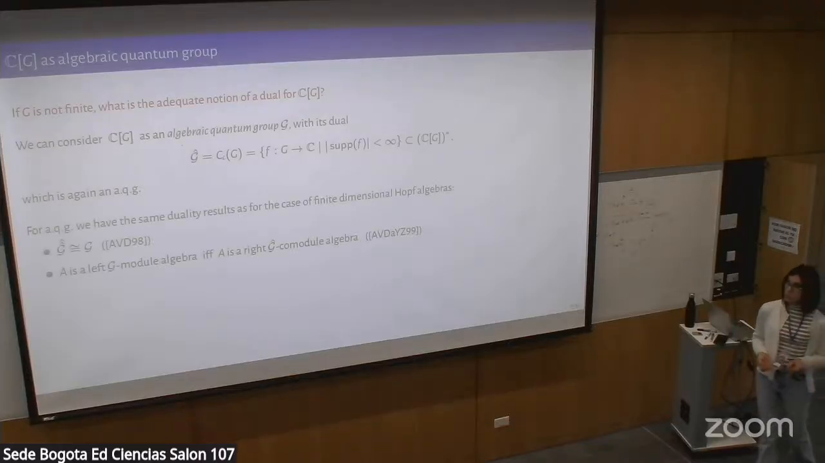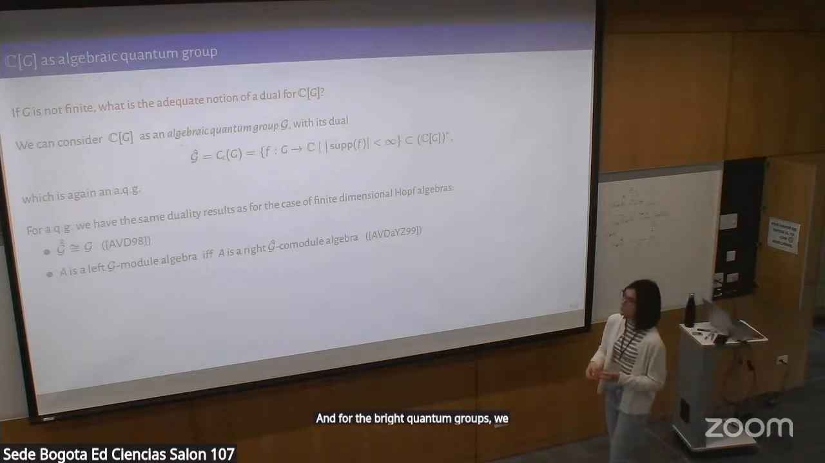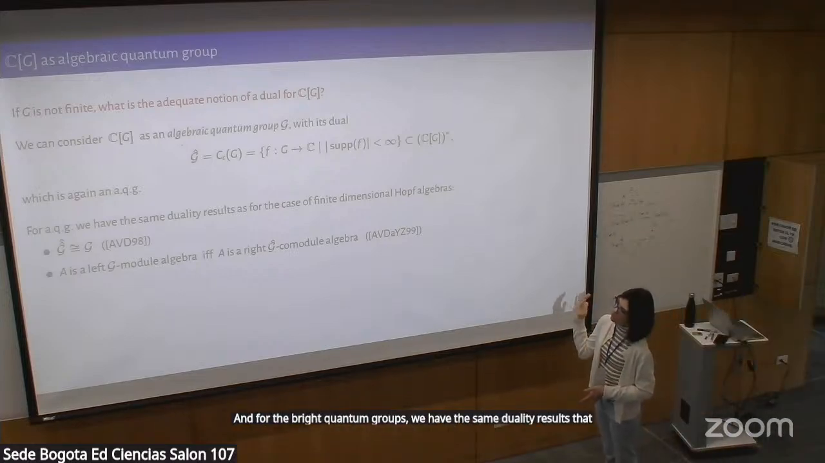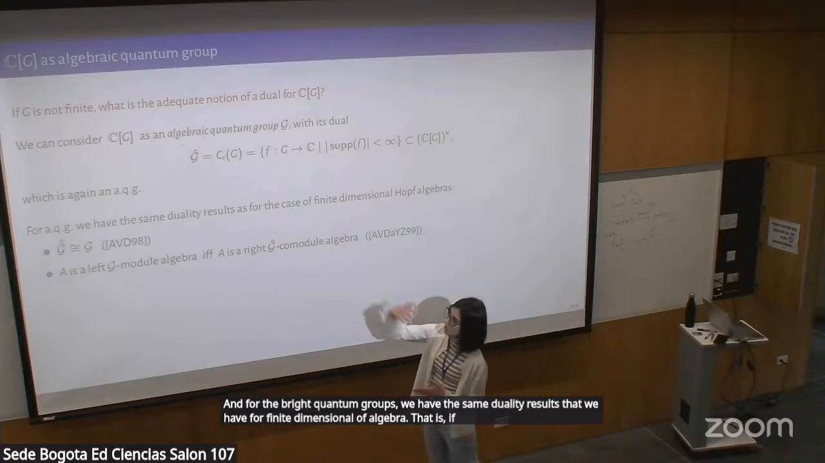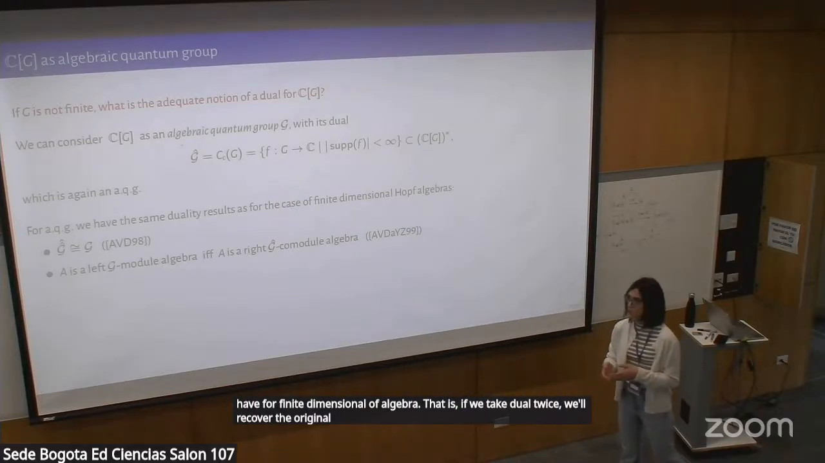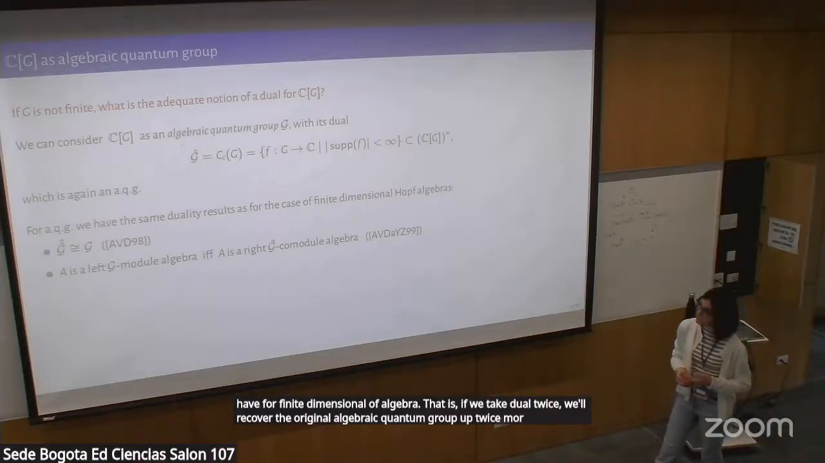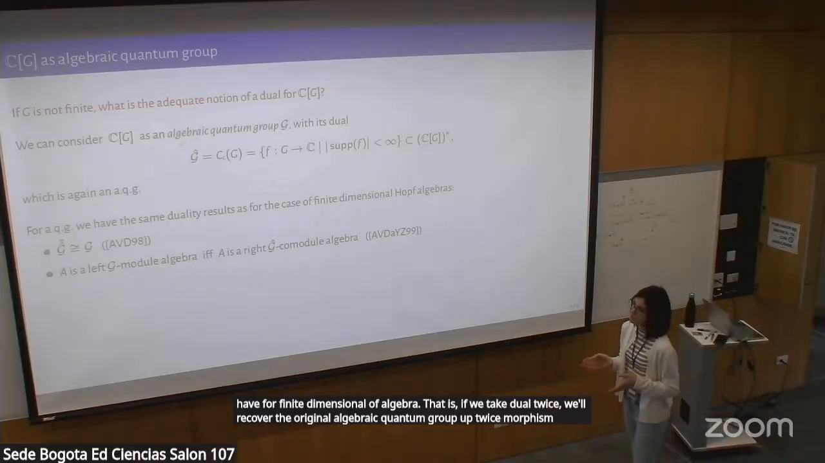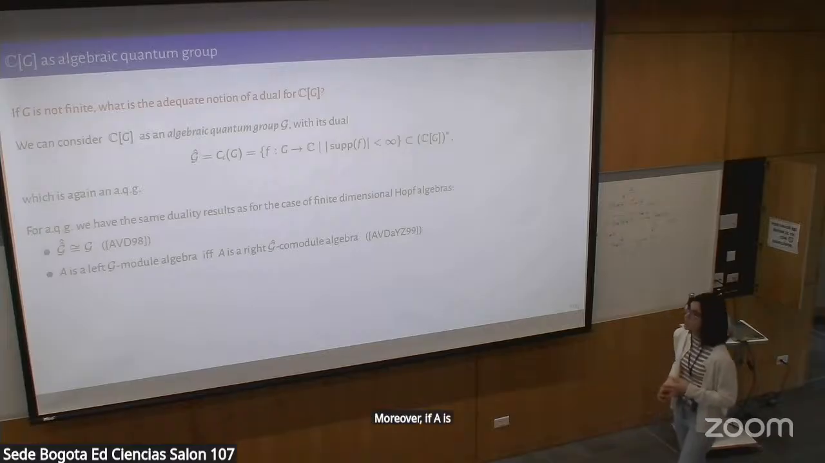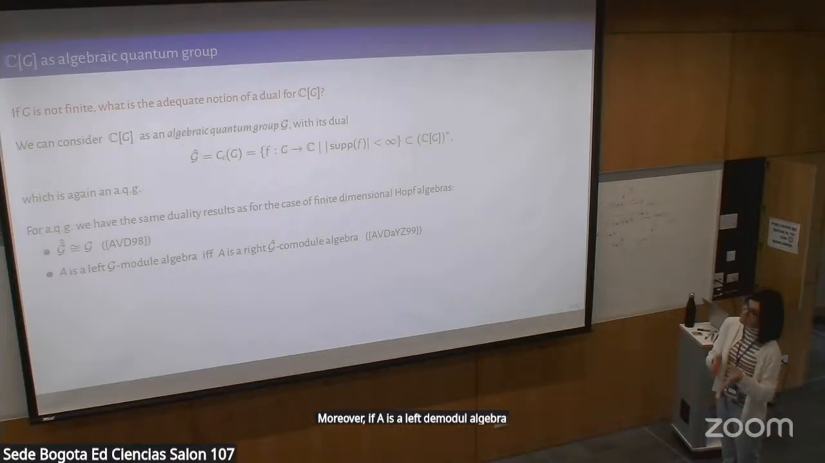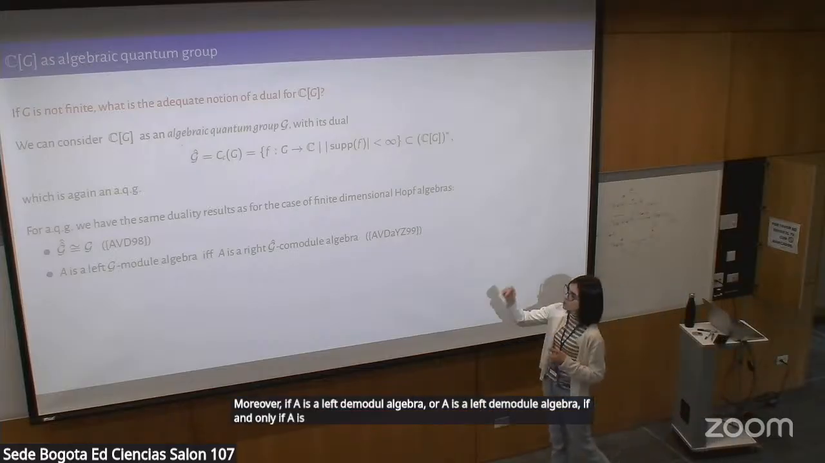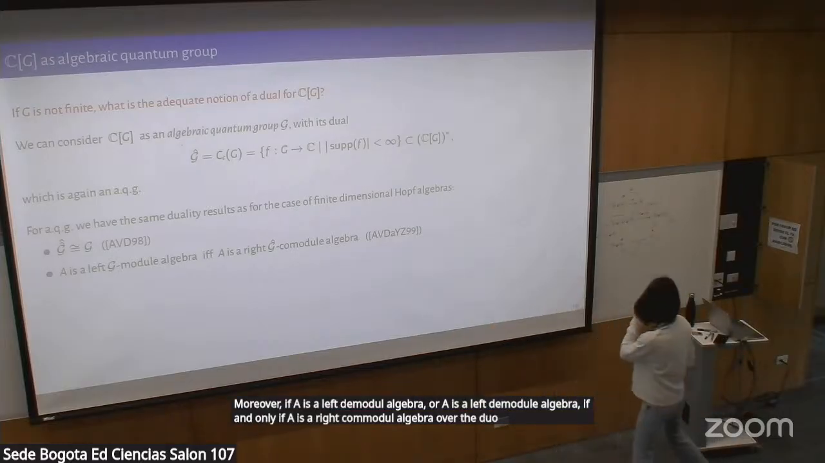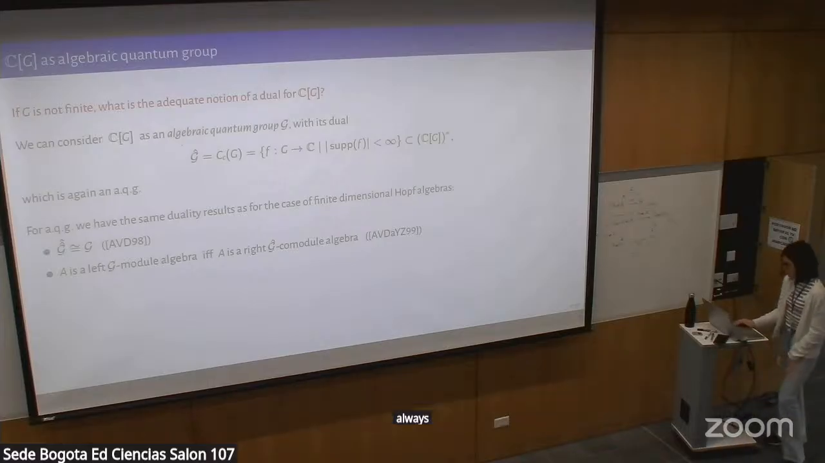And for algebraic quantum groups, we have the same duality results that we have for finite dimensional Hopf algebras. That is, if we take the dual twice, we recover the original algebraic quantum group up to isomorphism. And moreover, A is a left G-module algebra if and only if A is a right comodule algebra over the dual, okay? So it is the same theory as for finite dimensional Hopf algebras.